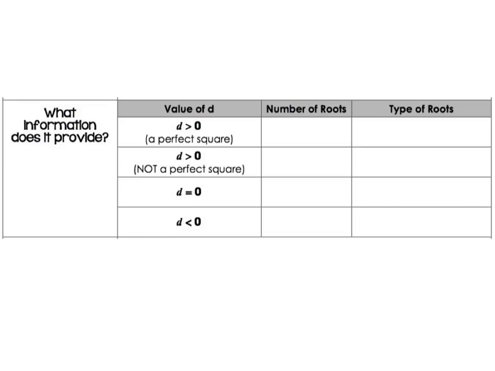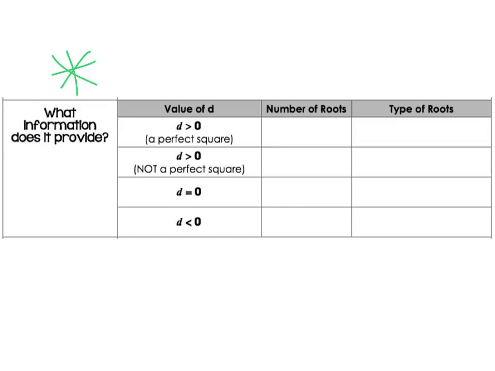Now if we use that formula, b squared minus 4ac, and we find the discriminant, it can tell us a lot of information. So the discriminant can tell us how many roots there are and what types of roots they are. So it's really important that when we find the value of d, we're able to identify this information. So this table we're about to go over is really important, and I would know this table if I were you. All right, so what information does it provide?